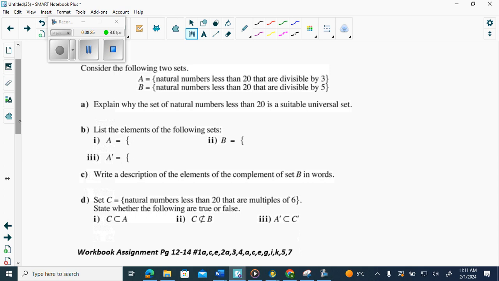Here it says, consider the following two sets. A are the natural numbers. Natural numbers, what do we start counting naturally as a child? From 1, right? No genius children here. Natural numbers less than 20 that are divisible by 3. Natural numbers less than 20 that are divisible by 5. Why is the set of natural numbers less than 20 a suitable universal set? Did I limit both those sets to be the natural numbers less than 20? Is that what it says for both of them? So it's because both sets are limited to the natural numbers less than 20.